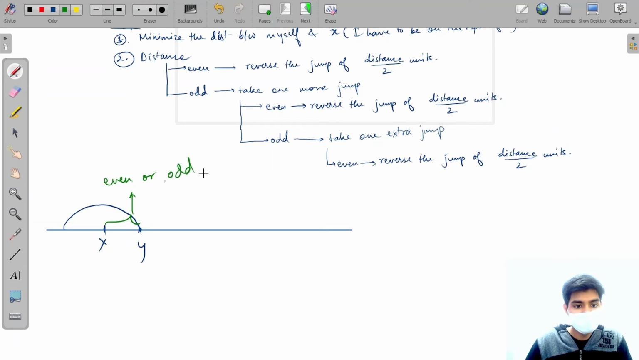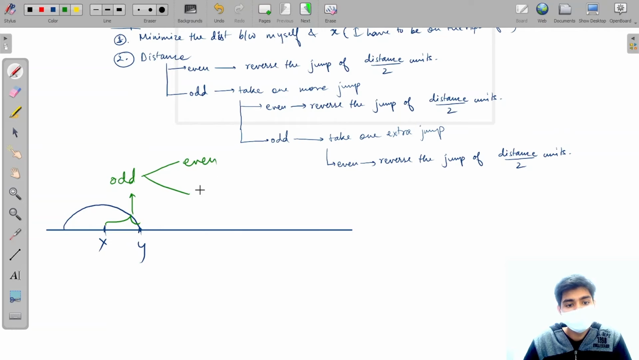We already know what happens in the case of even: when it is even, I can just do the reverse jump of distance by 2 units, and it is going to give me the jump count. But when it is odd, there are two major cases. If we take one more jump, it is going to give me either even or odd, right?